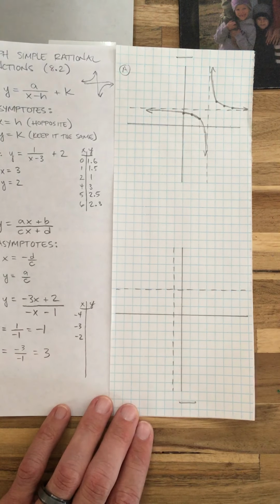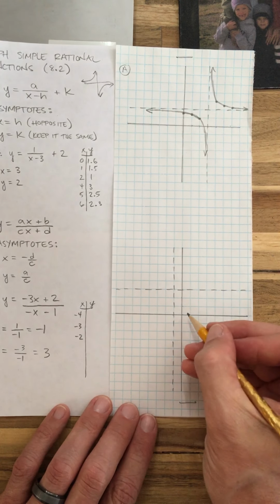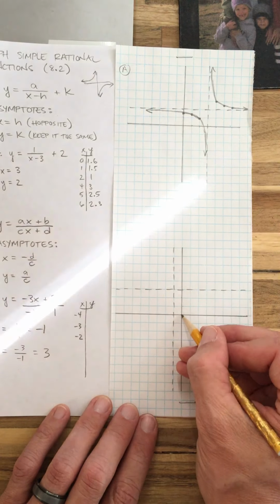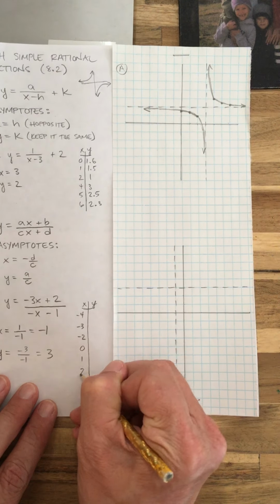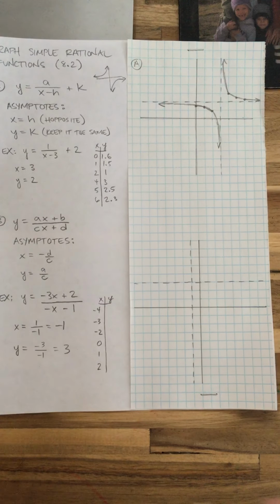Then we're going to go 3 values to the right of my vertical asymptote. So I'm going to say 0, 1, and 2. All right, so let's plug these in.